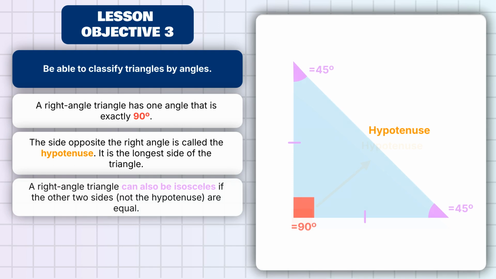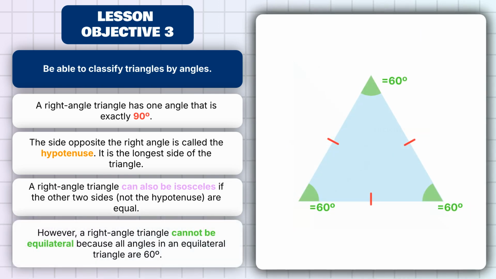A right-angled triangle can also be isosceles if the other two sides are equal, as shown in the diagram here. But it cannot be equilateral because all angles in an equilateral triangle are 60 degrees.